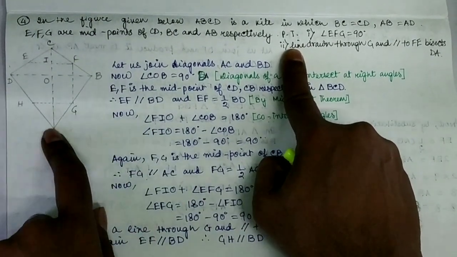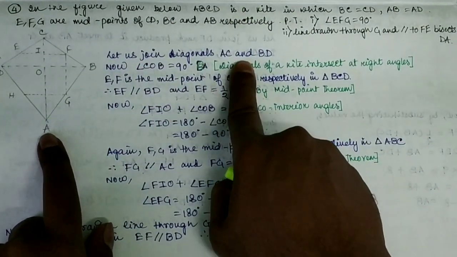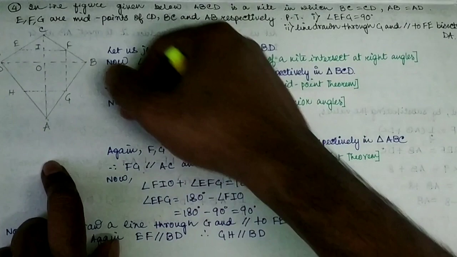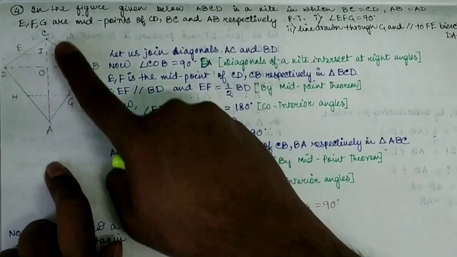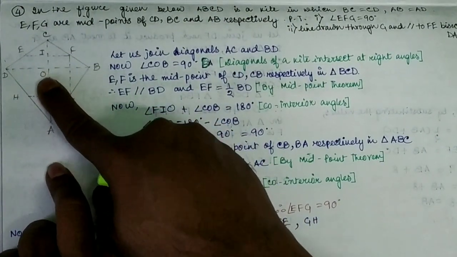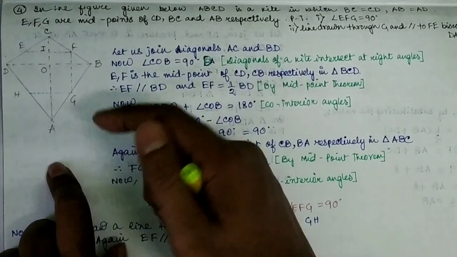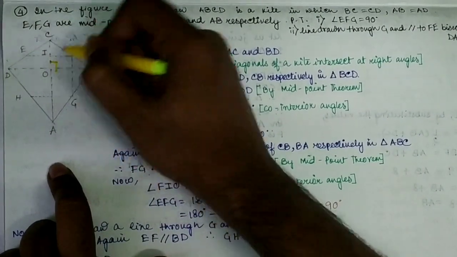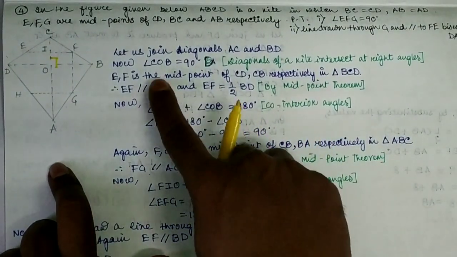Now let's start. So guys, see, first what I have done, let us join diagonals AC and BD, means I have joined these 2 points and these 2 points. Now we all know that the 2 diagonals bisect at this point O, and we all know that for a kite the angle where the diagonals bisect is always 90 degree, means this angle COB will be equal to 90 degree. See, I have written it over here.